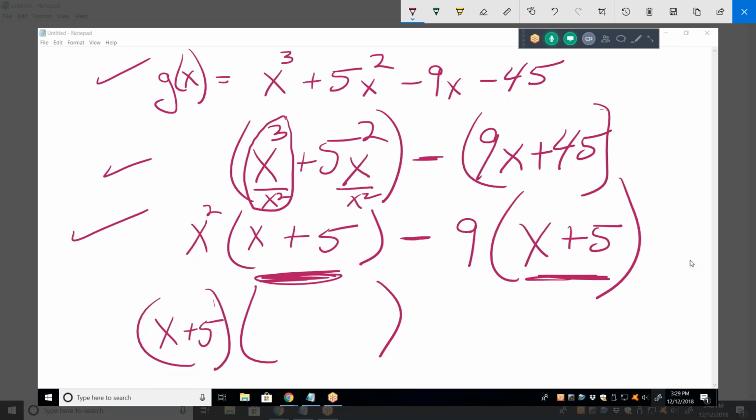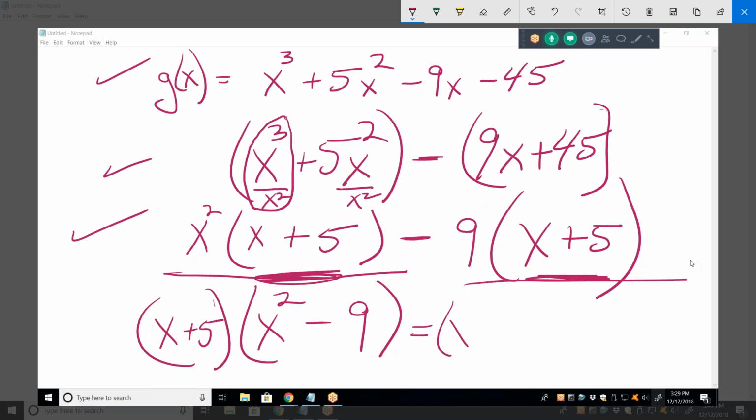Okay, so what we're doing is we're dividing that term by x plus 5, and we're dividing that term by x plus 5. So x plus 5 is the greatest common factor, obviously, because they're both x plus 5. So it leaves x squared minus 9. Now, that can be further factored.